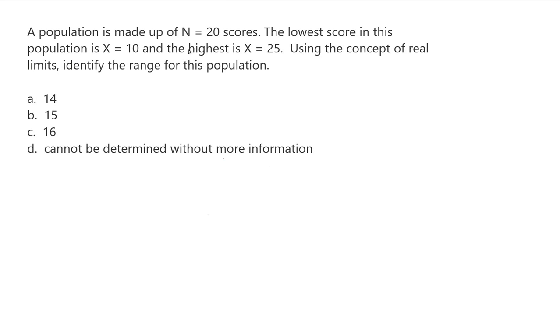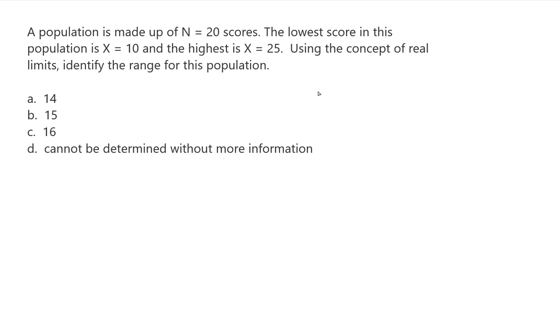A population is made up of n equals 20 scores. The lowest score in this population is x equals 10, and the highest is x equals 25. Using the concept of real limits, identify the range for this population. Is it 14, 15, 16, or maybe it cannot be determined without more information?